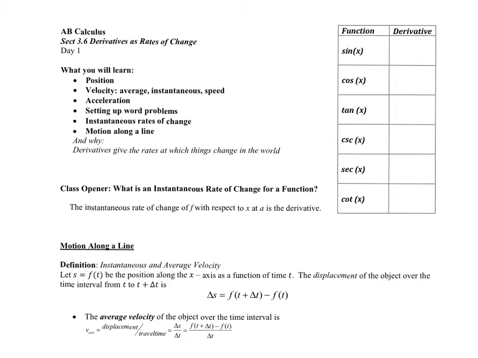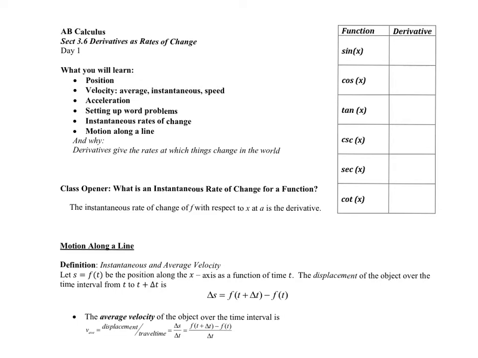AB Calculus 3.6, day number 1, derivatives as rates of change. Today's objectives in this video are to talk position, velocity, considering the average velocity, instantaneous velocity, as well as speed, which is the absolute value of velocity. Some acceleration work. We're going to set up some word problems a little bit with instantaneous rate of change, and then what's called motion along a line, also known as particle motion.